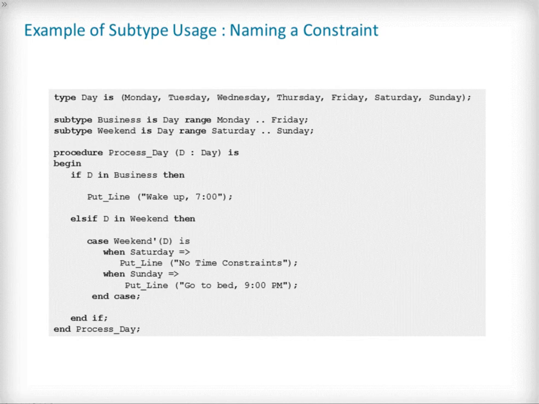Alternatively, if d is in the subtype weekend, then it goes on to use a case statement testing the explicit cast of d into the weekend subtype. If the entity is of the enumerate Saturday, then the string no time constraints is printed out, and alternatively if it's Sunday, then put line is called with the string go to bed 9 PM.